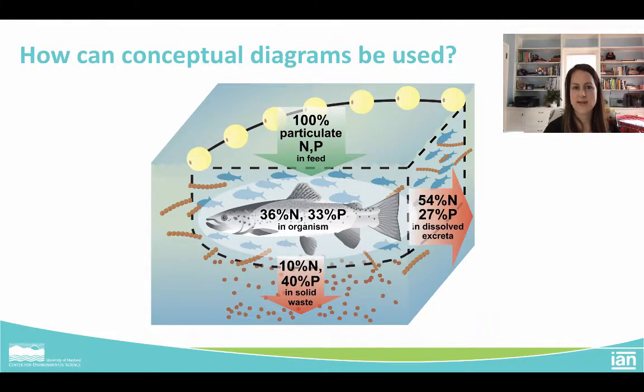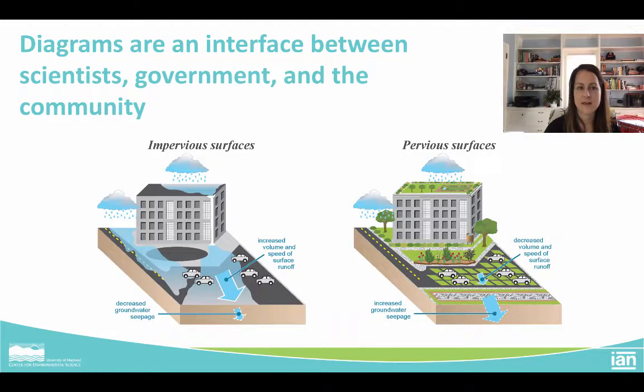So what are some other ways that conceptual diagrams can be used? These are just going to be some examples to get you thinking about how you could be using conceptual diagrams in your own research. So this is a conceptual diagram illustrating a nutrient budget for a fish. They can be a great interface between scientists, the government, and community. So these are two diagrams showing the difference between impervious surfaces and pervious surfaces. You can very clearly see from these diagrams the benefits of putting pervious surfaces into a system.